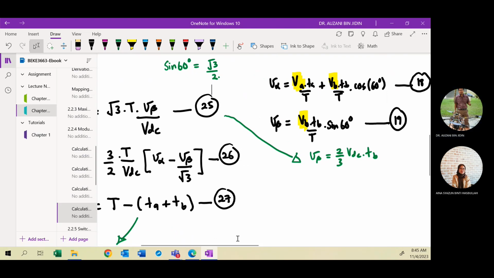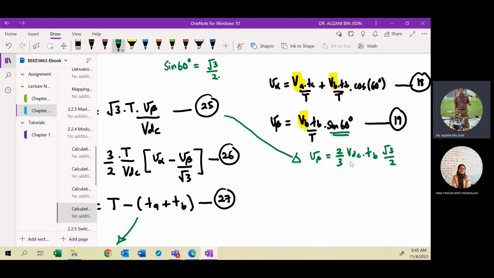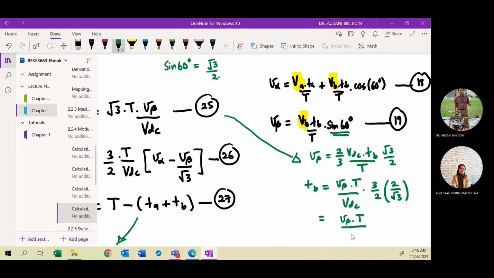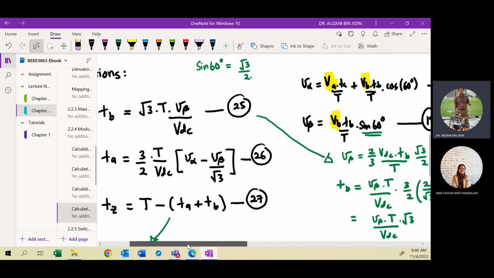Okay, good. Then sin 60 you can write as root 3 divided by 2 here, in this term. VB you have 2/3 VDC, TB root 3 divided by 2. Then don't forget there's the sampling period T. So then you rearrange the equation to solve for TB. Then you get V beta T over VDC, times root 3 times 2 divided by root 3. Then you can simplify the equation above. Finally, you get this equation: V beta T over VDC times root 3. Okay, proof. You can now prove equation 25.